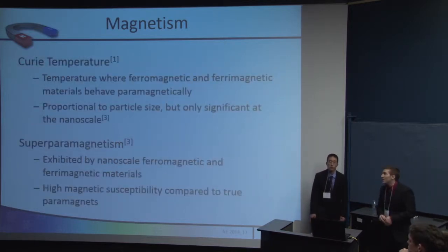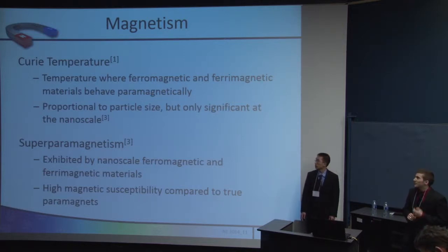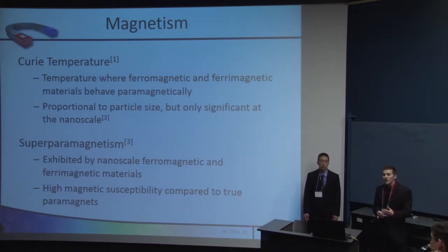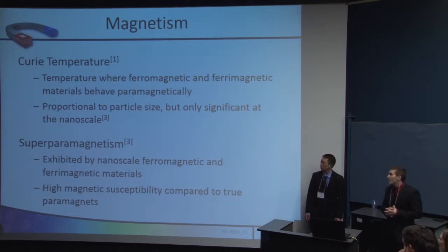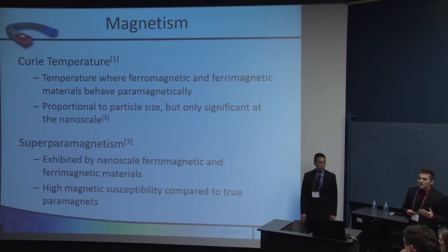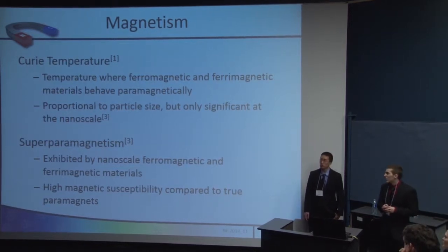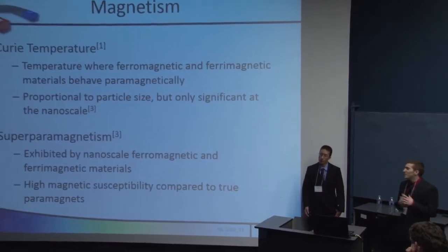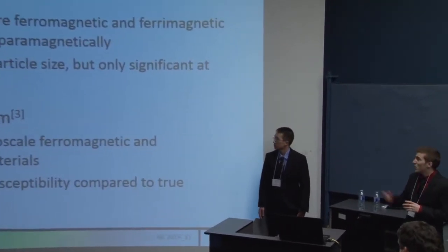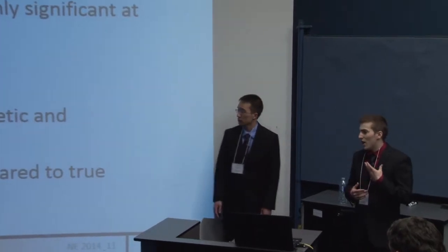So another important property of ferromagnetic and ferrimagnetic materials is the Curie temperature. This is the temperature above which the materials behave paramagnetically. Now, as the size of ferri and ferromagnetic materials approach the nanoscale, they exhibit a property called superparamagnetism, which is when their Curie temperature goes to around room temperature. Now, these materials still maintain the high magnetic susceptibility of the original bulk material, and this means that when they're aligned by a magnetic field, there's a very strong attractive force exerted between each other.